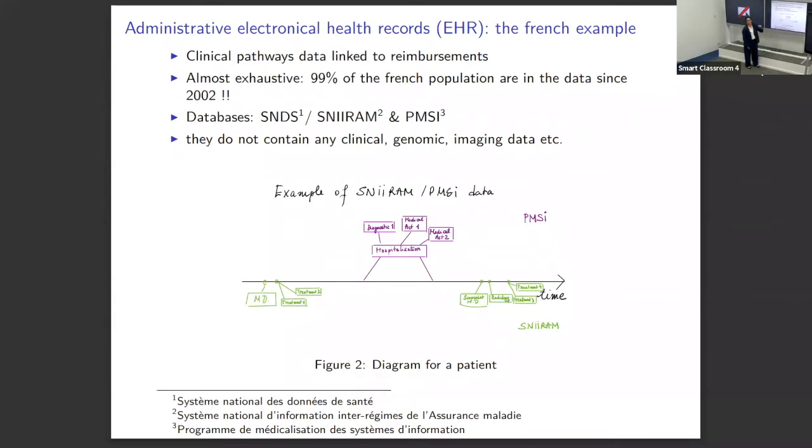And in France, we have universal social security. So we have the data in the same data warehouse for all the French population, and since 2002, so that's just a huge amount of data.